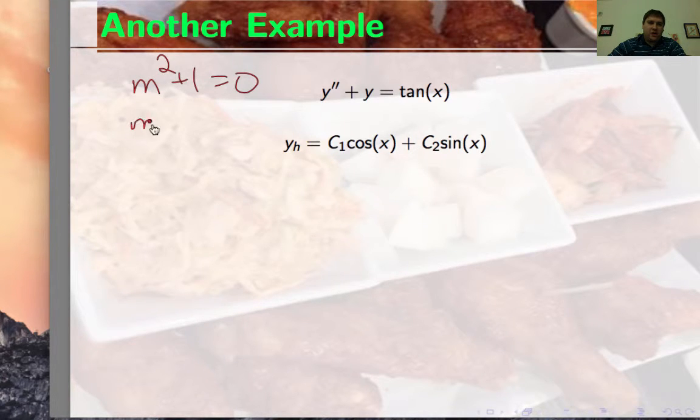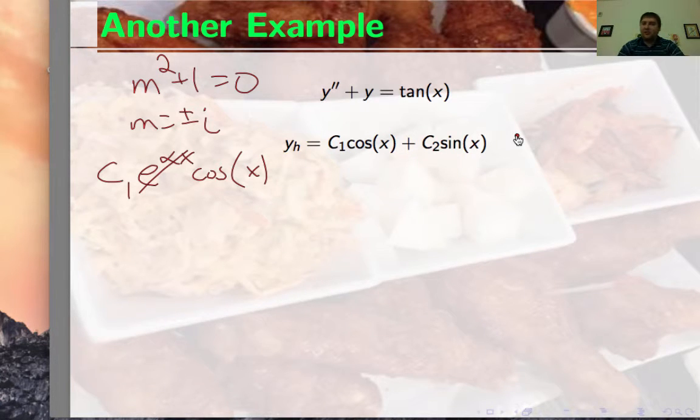And the only solutions to that are plus or minus i, which is very disappointing. So this means that alpha is 0, right? The real part of this is 0, and the imaginary part is 1. So the general solution is, as you'll recall, c1 e to the alpha x, but alpha is 0, so that's gone, times cosine of the real part is 1, so 1x, and then plus c2 sine. So that's exactly where that's coming from.